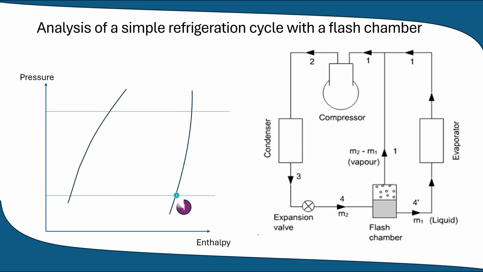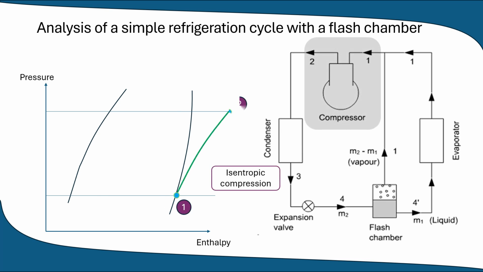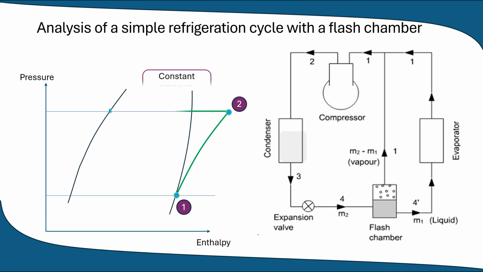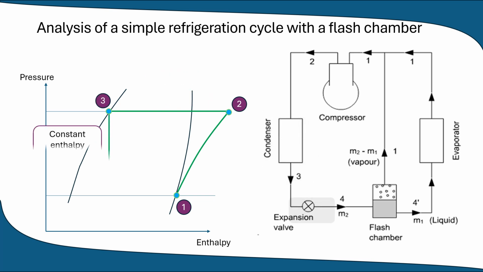First, the dry saturated vapor flowing from the evaporator and the flash chamber is isentropically compressed in the compressor. Then, the constant pressure condensation occurs from point 2 to point 3. The refrigerant at the condenser exit that is in the saturated liquid state is expanded from point 3 to point 4.